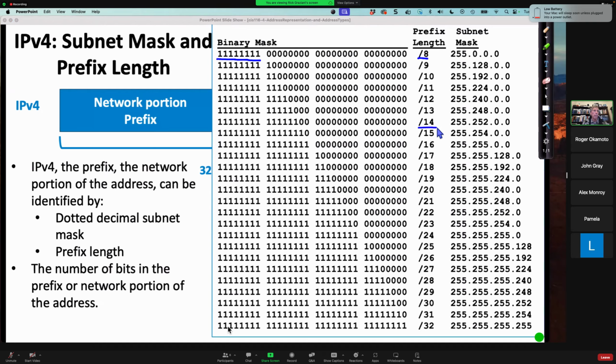Let's just go here, 14. 14 1 bits. This would be the dotted decimal, right? So this entire 8 bits is 252. But it's showing 8 plus 6 more, 14 1 bits. Let's just do one more. Here we have, this is quite easy, 25 1 bits. So 255, 255, 255, and then we've got 128 at the end.